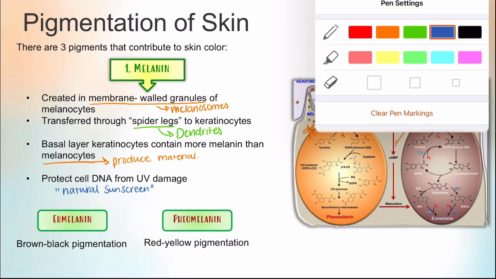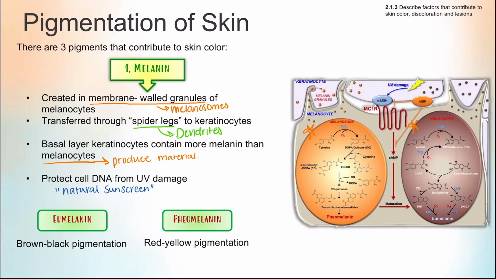All right, so we have two different types of melanin. The first one is eumelanin. This is our black and brown pigmentation. This is the melanin typically found in those with a darker complexion. And then pheomelanin. This is our red-yellow pigmentation, and it is found in those with a lighter complexion.